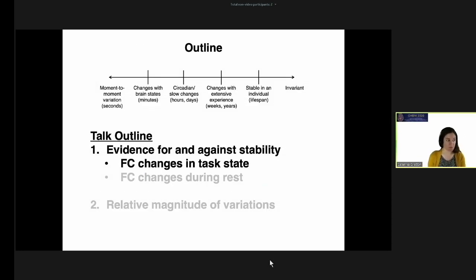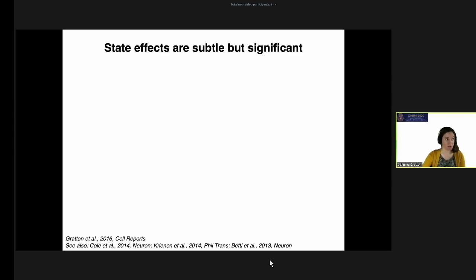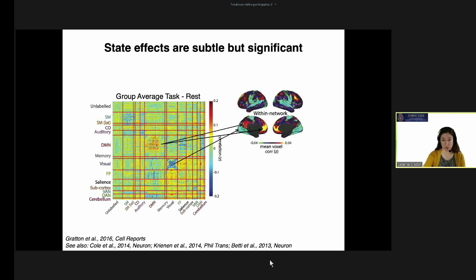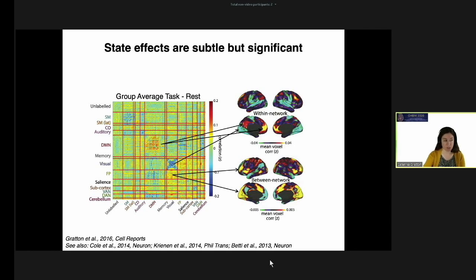So that brings me to the first part of the talk, where I want to go over some evidence of whether or not functional connectivity changes across task states. So a number of groups have contrasted functional connectivity between task and rest, and it has consistently been found that functional connectivity can vary systematically and significantly between these different task states. These changes occur both within network as well as between different networks.